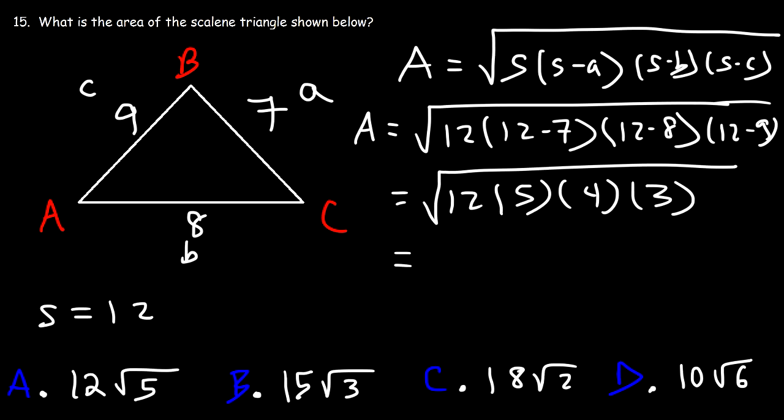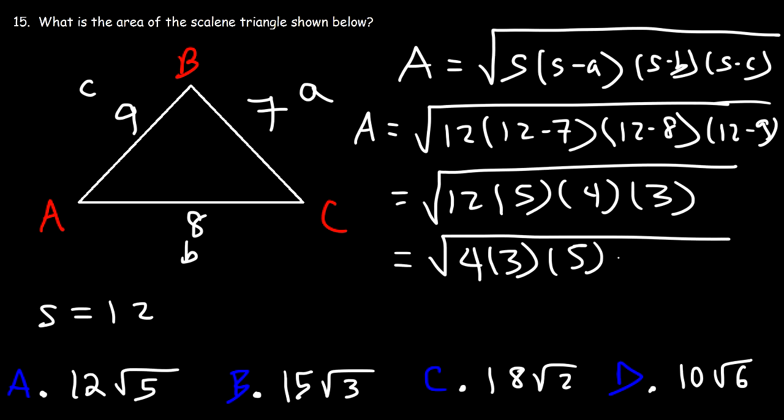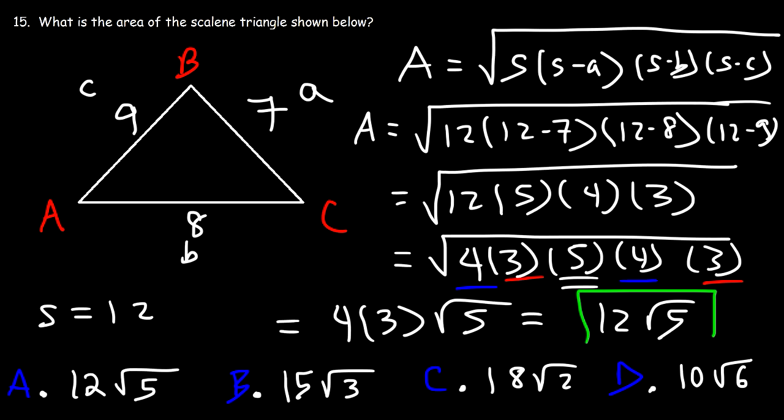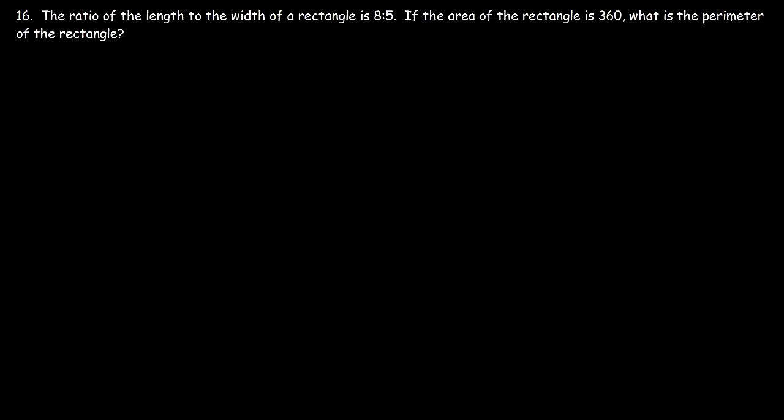Now let's see if we can simplify the square root. So 12, we can break that into 4 times 3. Now notice that we have 2 4s, which is 16. The square root of 16 is 4. So 2 4s will come out of the radical as 1 4. And notice that we have 2 3s. So that will come out of the radical as a single 3. And so we have a 5 left over. 4 times 3 is 12. So it's going to be 12 square root 5. So this is the area of the triangle, which means answer choice A is the right answer.